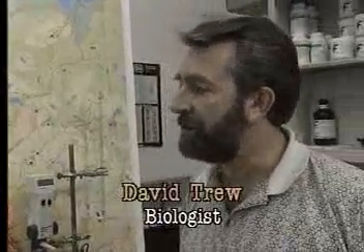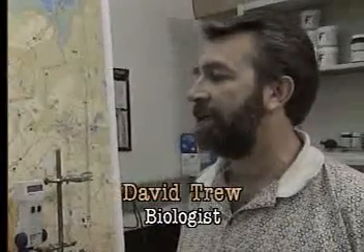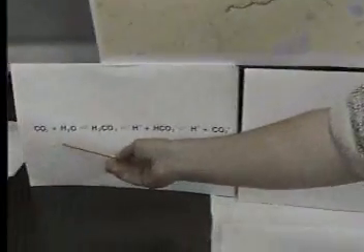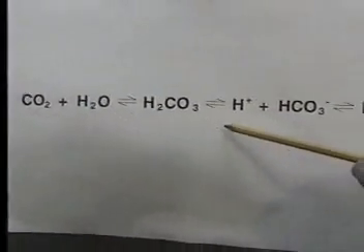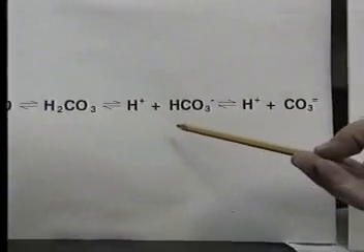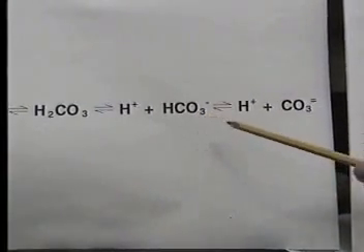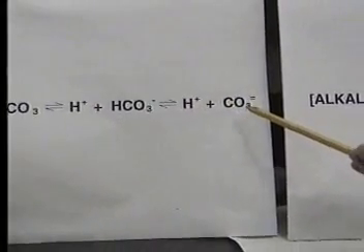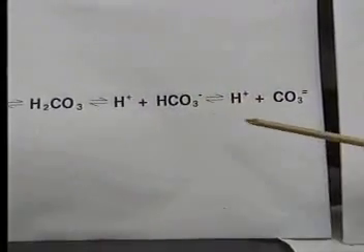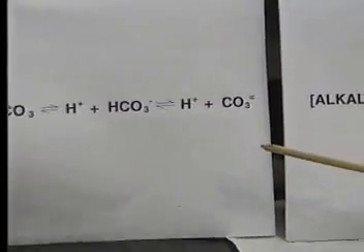Alkalinity in fresh waters is determined by the dissolution of carbon dioxide and the subsequent equilibrium that results. Carbon dioxide, when dissolved in water, will combine with water to form carbonic acid, which in turn will dissociate to form hydrogen ion plus a bicarbonate ion. The bicarbonate ion will dissociate into the hydrogen ion plus a carbonate ion, and then finally both the bicarbonate and carbonate will dissociate to produce hydroxyl ions.